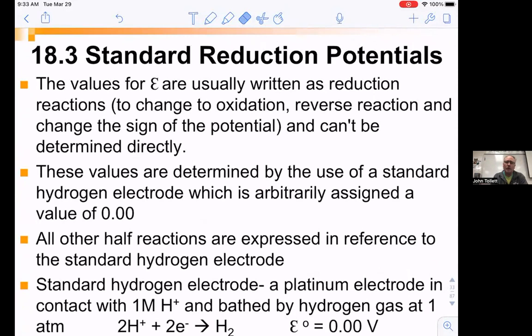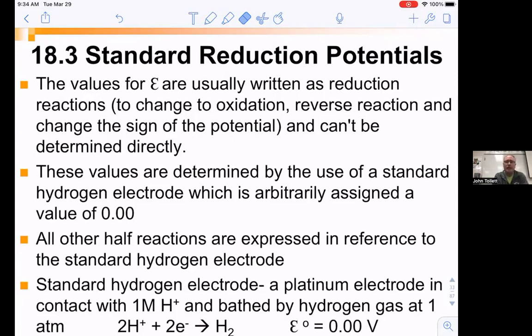The values for cell potential are usually written as reduction reactions. I guess it's possible to have an oxidation chart, but it's usually a reduction potential chart. So they'll have all of them listed on that chart in reduction values, and some of them will be positive, some of them will be negative. In order to get an oxidation value, you just flip it. And we'll do a couple of these to show you.